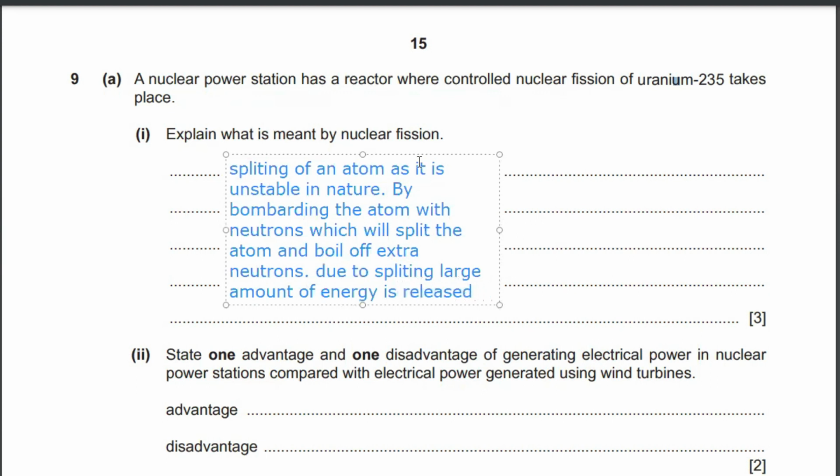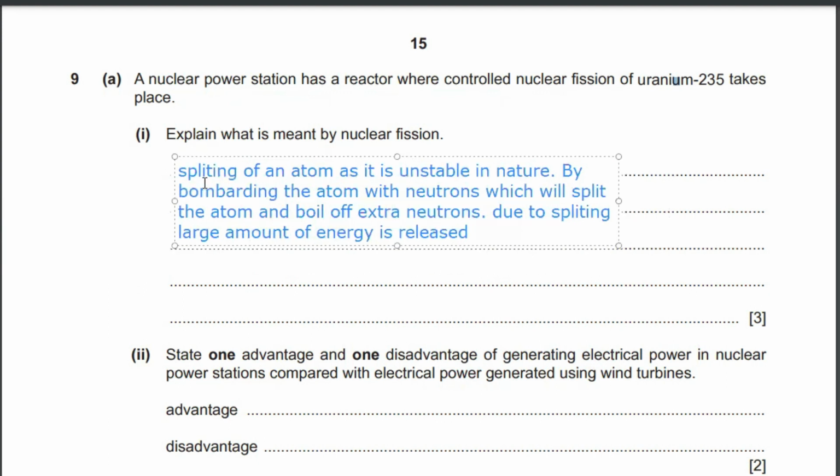So firstly, splitting of an atom, as it is unstable in nature, by bombarding the atom with neutrons, which will split the atom and boil off the extra neutrons, which will again hit the other uranium atoms, and due to this splitting, a large amount of energy is released.